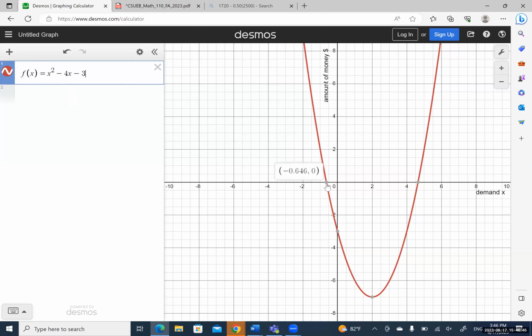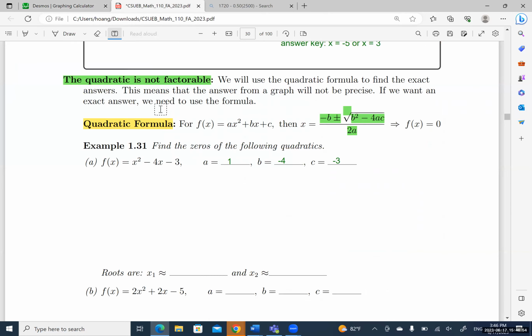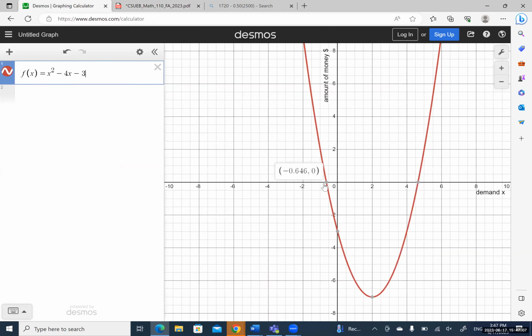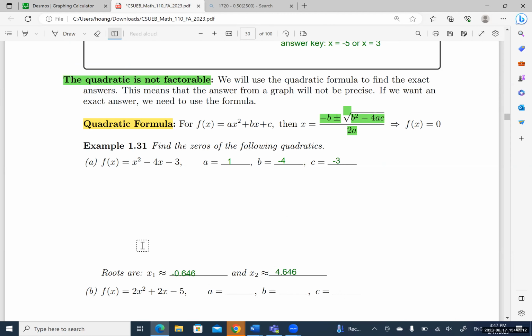Okay, so I have the answers as about negative 0.646 and 4.646, so I'm going to put that out here: negative 0.646, and this is going to be 4.646. Let me make sure that it's the correct one. Yeah, good. Okay, so now let's apply the quadratic formula to this one. You can't factor this one.